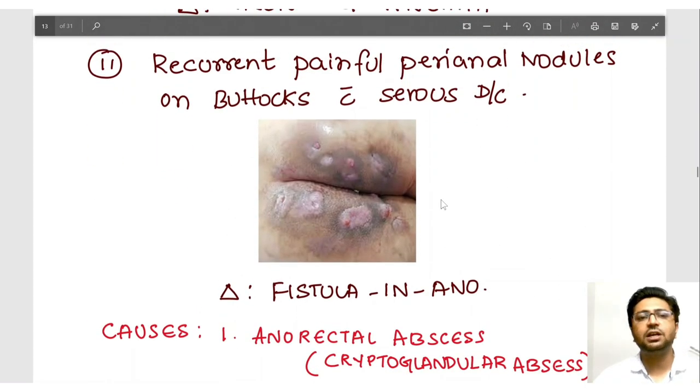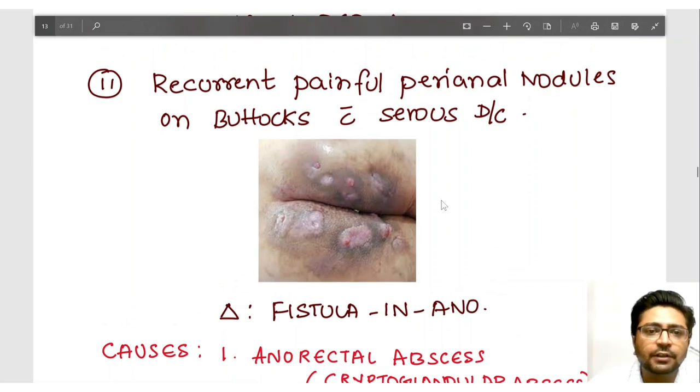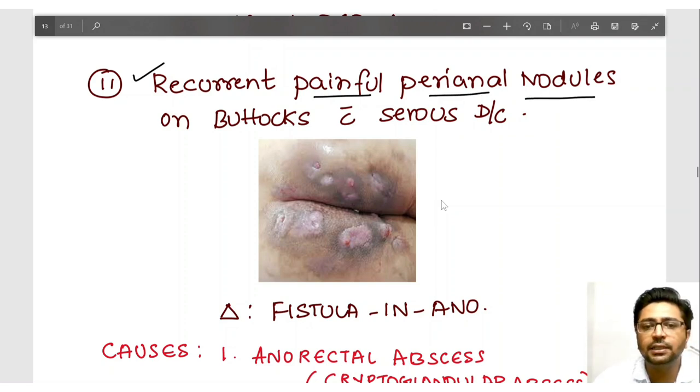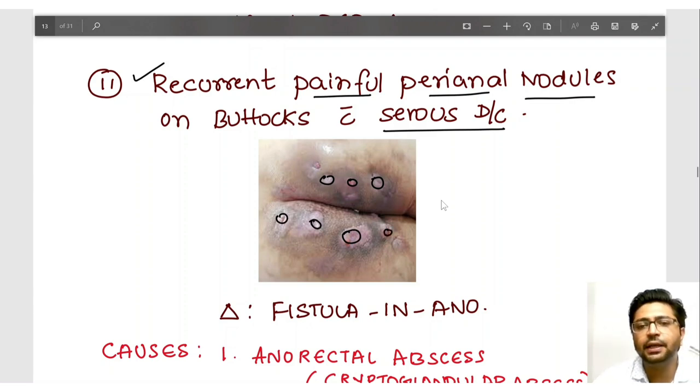The next question which was asked is, a patient who would present with recurrent perianal nodules on the buttocks with serous discharge. Image is shown. So what is the diagnosis? The diagnosis is multiple painful perianal nodules on the buttocks with serous discharge. The diagnosis is fistula in ano.